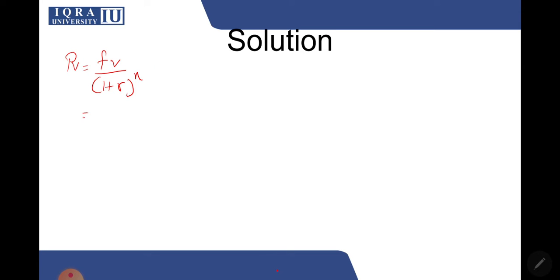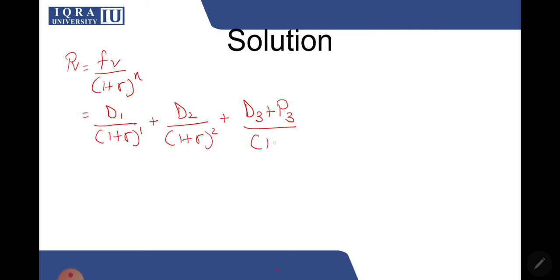So you will get the first year dividend and you will discount it back 1 year. Then you will get the second year dividend and you will discount it back 2 years. Third year dividend plus third year में आपके पास price भी है. I'll make the timeline over here as well ताकि कोई confusion ना हो.